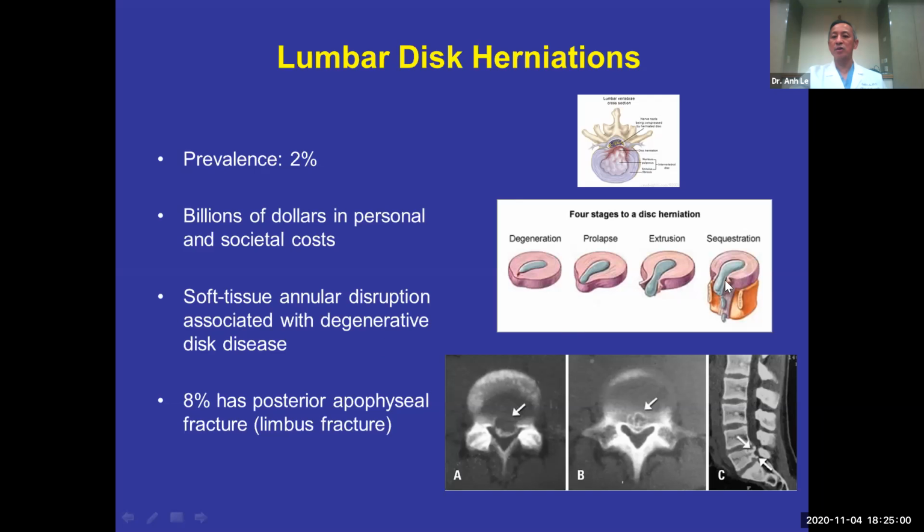But it's not just the nucleus pulposus and the annulus fibrosus that herniate, not just soft tissue. In 8% of the time, the disc is really strong, and it just pulls off a piece of bone, as you can see down here, at the end plate of the superior or the inferior vertebral bodies, causing compression of the nerve roots. These do not go away. It will hurt, and they will remain very symptomatic until you surgically treat them.